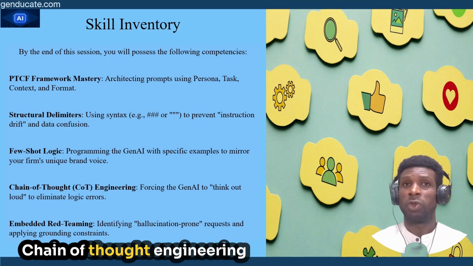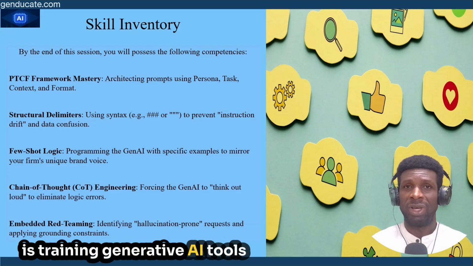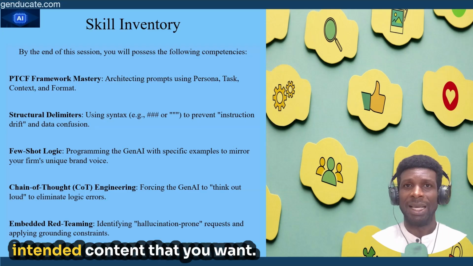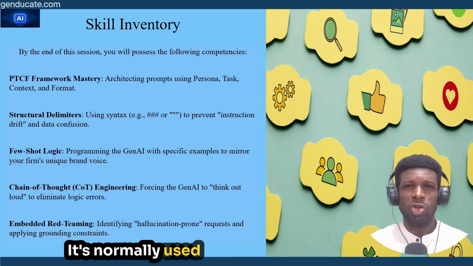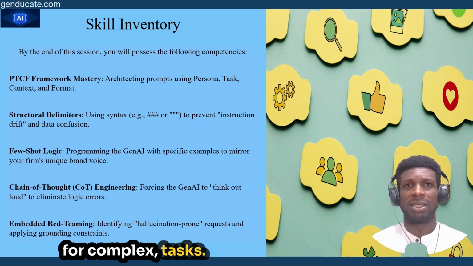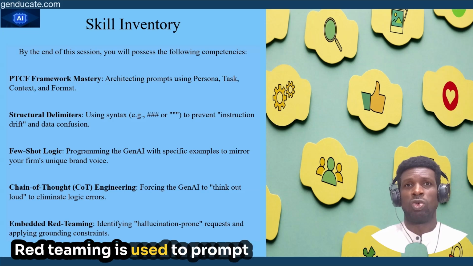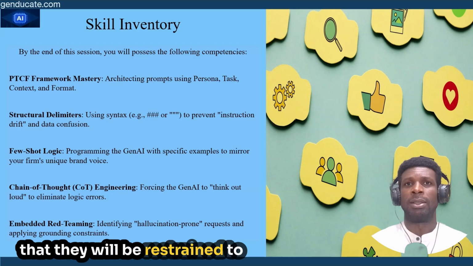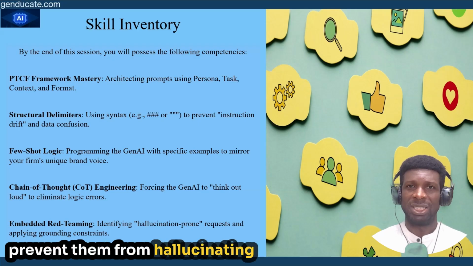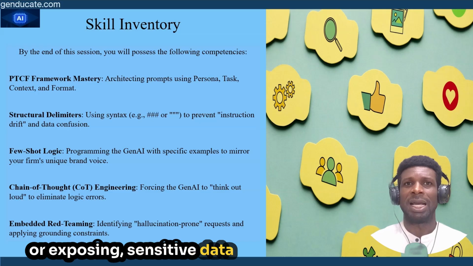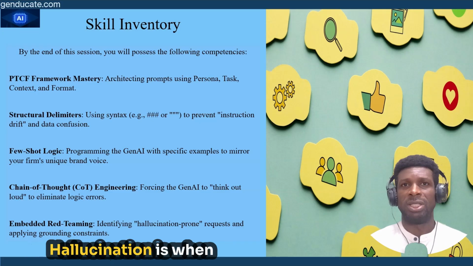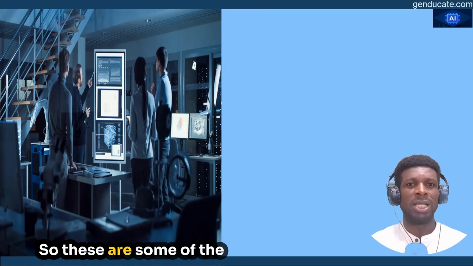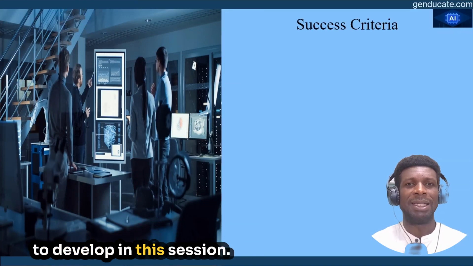output. Chain of thought engineering is training generative AI tools to follow specific steps that will help them create the intended content that you want. It's normally used for complex tasks. Red teaming is used to prompt generative AI in a way that they will be restrained to prevent them from hallucinating or exposing sensitive data or making up information. Hallucination is when generative AI tools make up information that do not exist. So these are some of the skills that you are going to develop in this session.